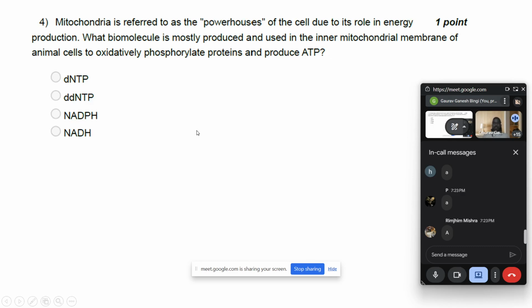So mitochondria, this is the fourth question. Mitochondria is referred to as the powerhouse of the cell. What biomolecule is mostly produced and used in the inner mitochondrial membrane of animal cells by oxidative phosphorylation proteins to produce ATP? So ATP is produced, but after oxidative phosphorylation, we do oxidative phosphorylation of what biomolecule inside the mitochondria?